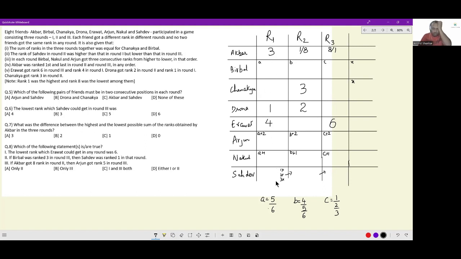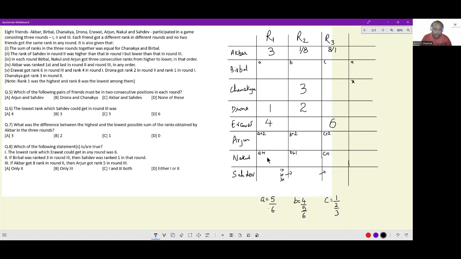Okay. Now, let's work forward. 1, 2, 3. None of it is possible. Okay. Who can have rank 2? Who can have rank 2?